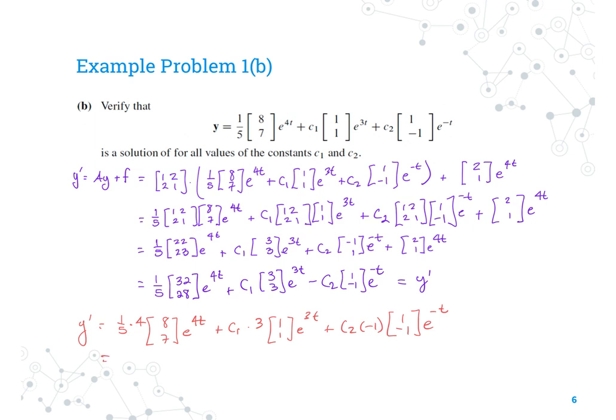So what do I really get? 1/5, 32, 28, e to the 4t, plus C1, 3, 3, e to the 3t, minus C2, 1, negative 1, e to the negative t. So we were able to verify that y is indeed a solution here.